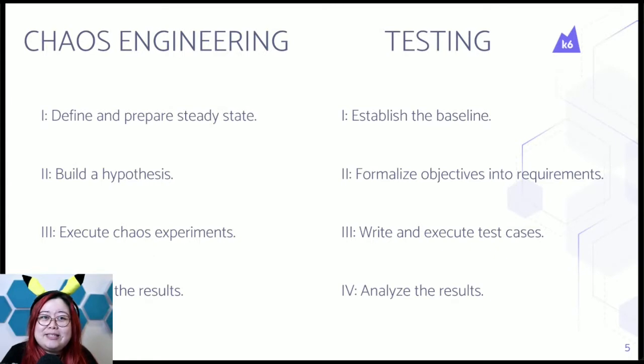In a lot of ways, I think it sounds like testing, doesn't it? In testing, we start by establishing a baseline. So how does the application work now? And then we discuss with stakeholders how we want it to work in the future. And we formalize our objectives into requirements. We write tests that will check whether those requirements are met, and we execute them to verify how the application behaves. And finally, we analyze the results. So I think that sounds pretty similar, right, between chaos engineering and testing.